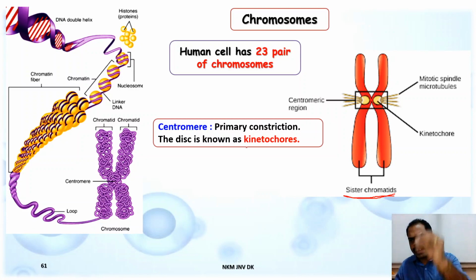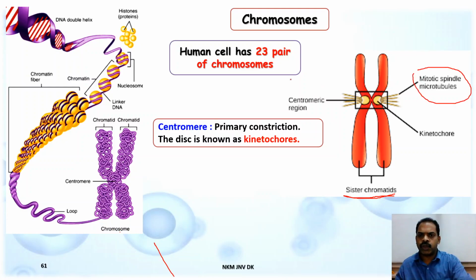Centromere is a primary constriction. Kinetochore is the area where, you can see over here, the spindle fibers attach. I showed you this when we discussed centrioles and spindle fiber formation. The spindle fibers attach to the kinetochore region of the chromosomes. So that is the role of the kinetochore. Centromere is a primary constriction.